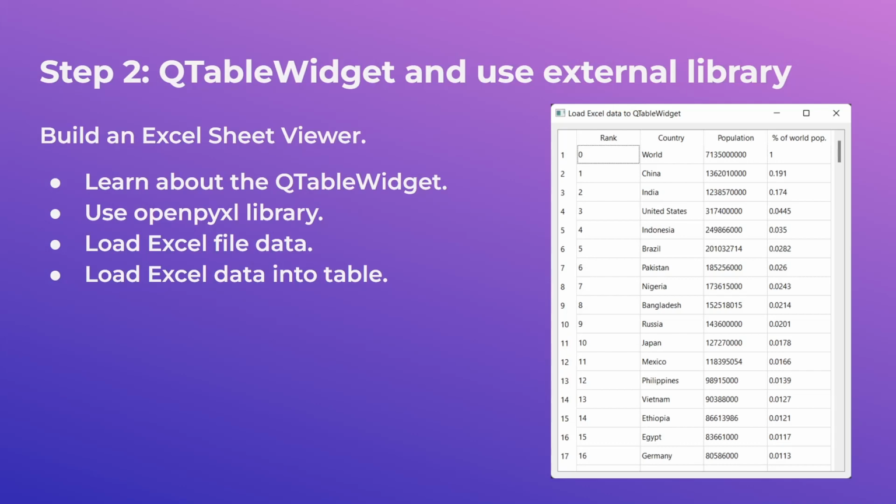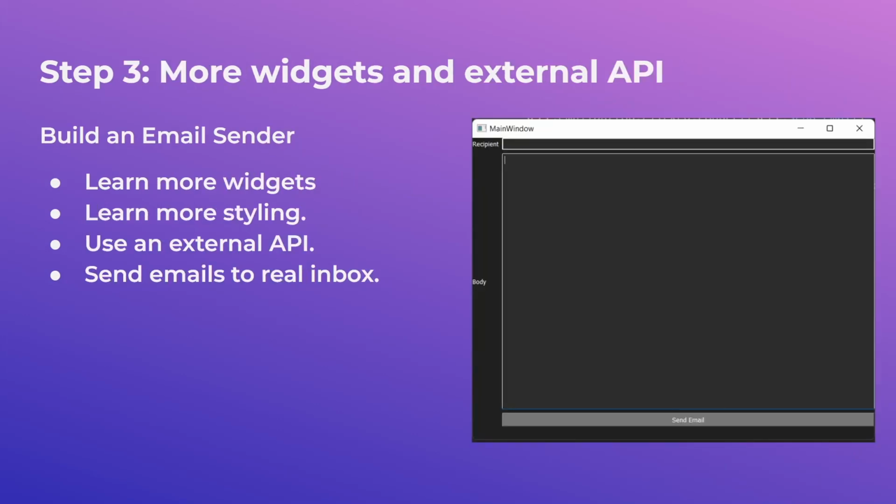Alright, so now we've practiced using PyQt5, some widgets, the table widget, we've used an external library. Here we're going to use an external API. This API, we will use it to send emails. So here we will have an email sender. As you can see, there is a recipient. This is where you would write the email of the person that you're emailing, as well as the body. So here in the body, you would write your actual email. Then you will send it using an external API, and you will see this email in your very real inbox.